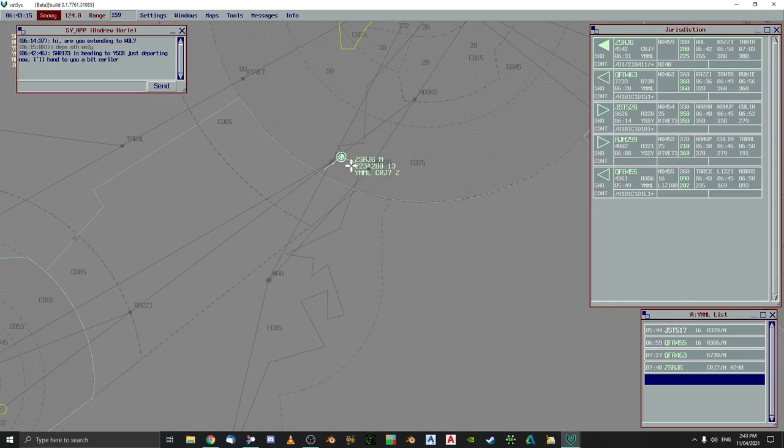Alpha Juliet Mike, Roger, re-cleared amended flight level 220. Thank you for that. 220 is the result.